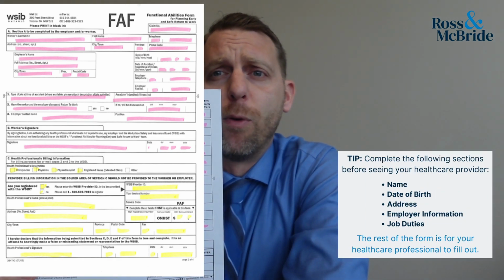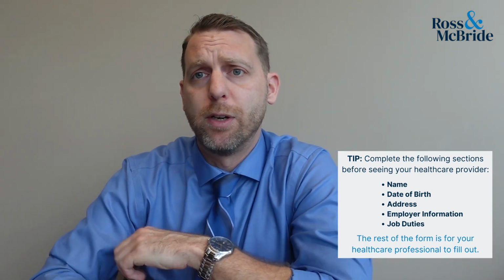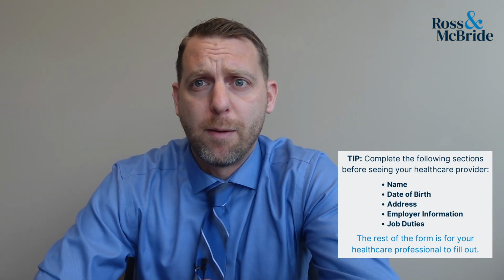So the first page of this form, as you'll see, I've highlighted here parts that you can fill out before you go to the doctor's office. Please do that. Have that filled out, ready to go. That information is your name, date of birth, address, that kind of information, claim number. There's also your employer's name, address, and a little bit of information about the job you were doing at the time of the incident. That's information you know and that you can complete.